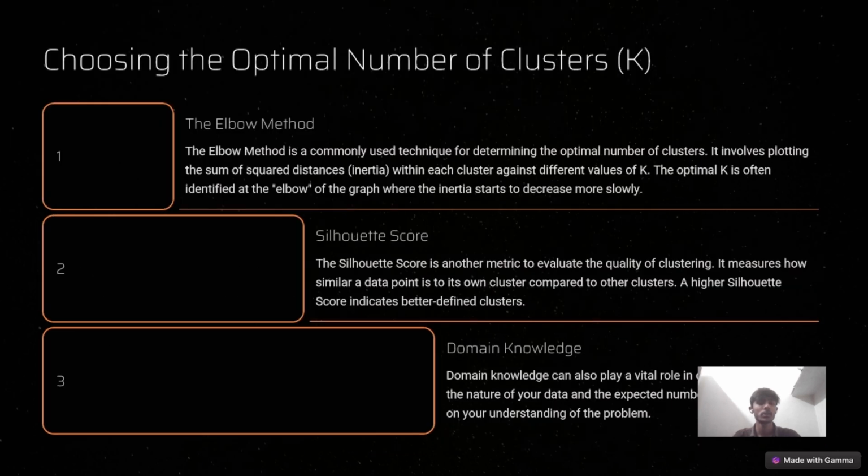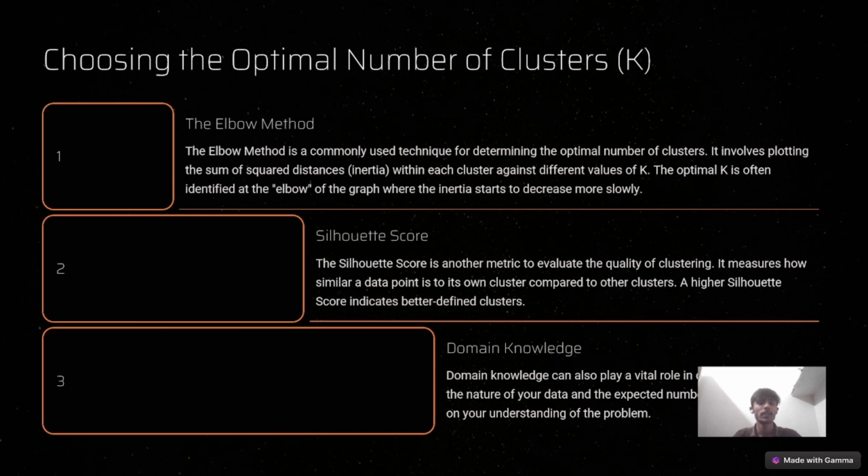Next is choosing the optimal number of clusters. First, the elbow method. The elbow method is a commonly used technique for determining the optimal number of clusters. This involves plotting the sum of squared distances, inertia, within each cluster against different values of k. The optimal k is often identified at the elbow of the graph where the inertia starts to decrease more slowly.